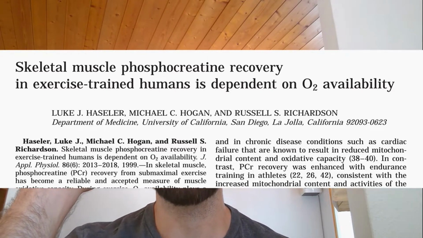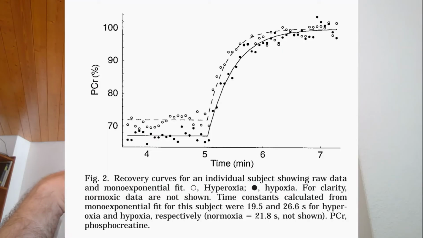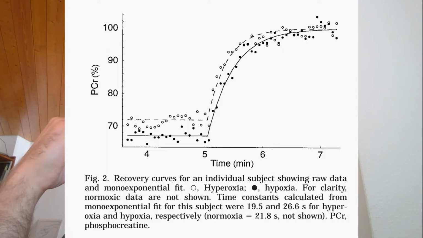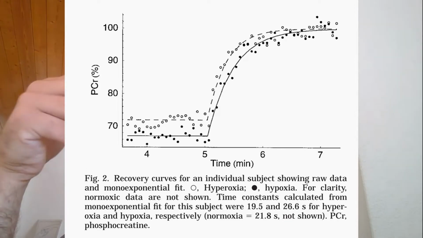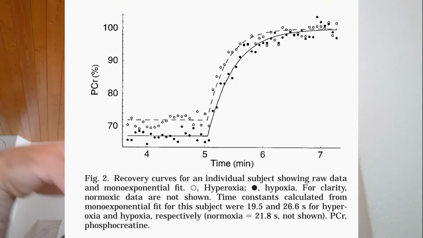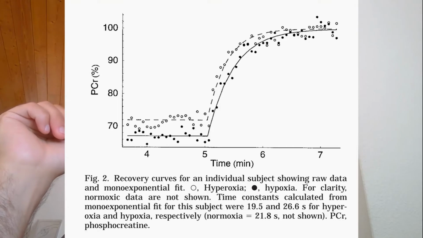And they have this chart that highlights that, pretty easy to understand, with the white dots being hyperoxic recovery and the black dots being hypoxic recovery. And what you see is, if you look at the model, the line that they draw through the points, the rate of recovery of the white dots, the hyperoxic dots, is higher than the black dots, the hypoxic. So increased oxygen, or the decrease of oxygen, has an effect on the rate of PCR recovery.